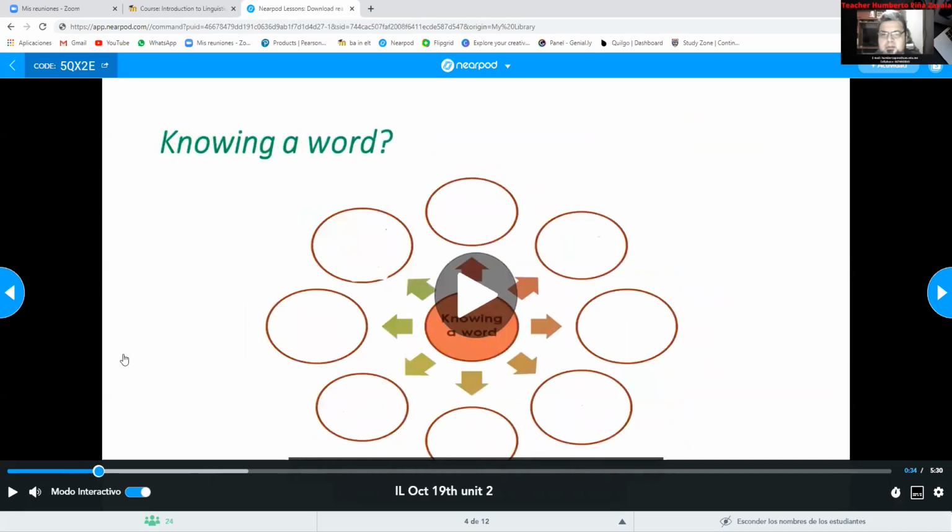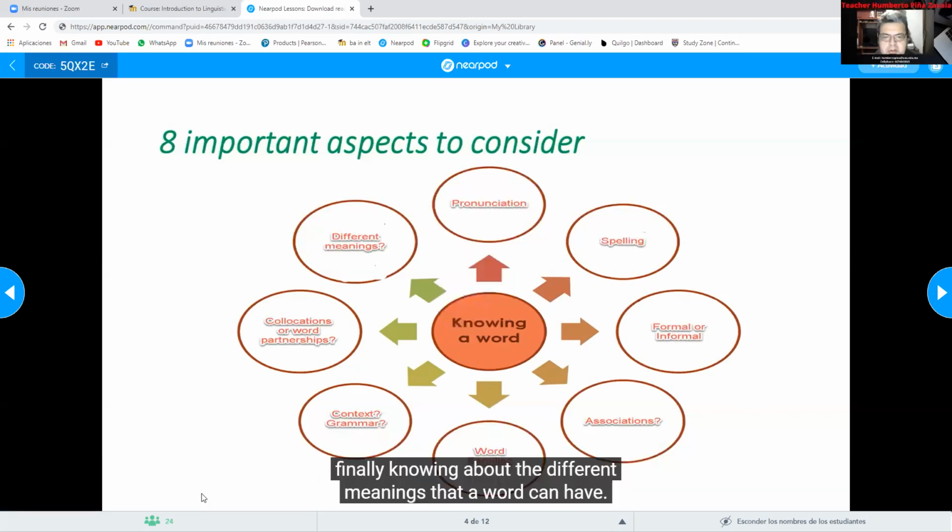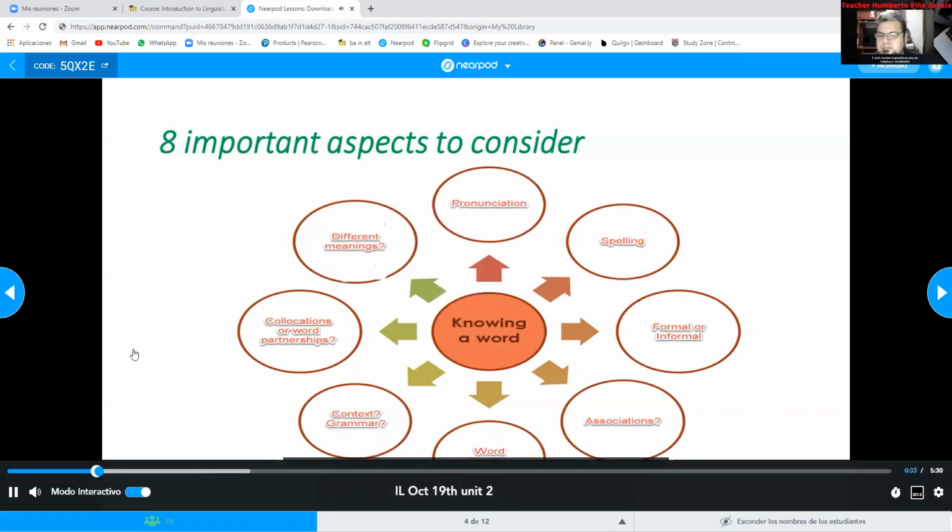Here you go. Okay. So we said, what does it mean to know a word? It means you know how to pronounce it, how to write and spell it, you know its different meanings, how to use it in a sentence, you understand its context and grammatical form. You can tell the difference between formal and informal. You know that a word connects to other words. Traditionally this word will be connected to this other word, set. So that's what I want you to consider: knowing about the different meanings that a word can have.